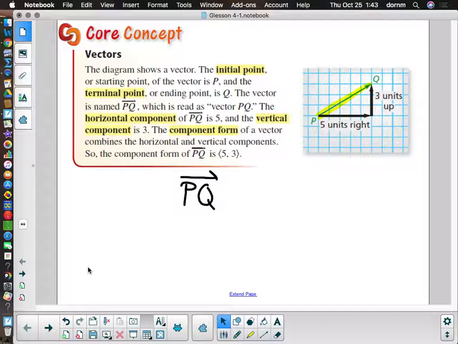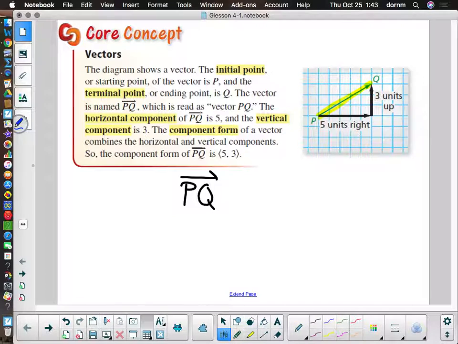A vector is not a ray. A ray is infinite. A vector is finite. It has an initial point and an ending point. It looks like a ray because it has that arrow up there, but it actually isn't a ray. It has a beginning at P and an ending at Q. When we write a vector, we write it specially. It doesn't get the full arrow. It only gets a half arrow, PQ.